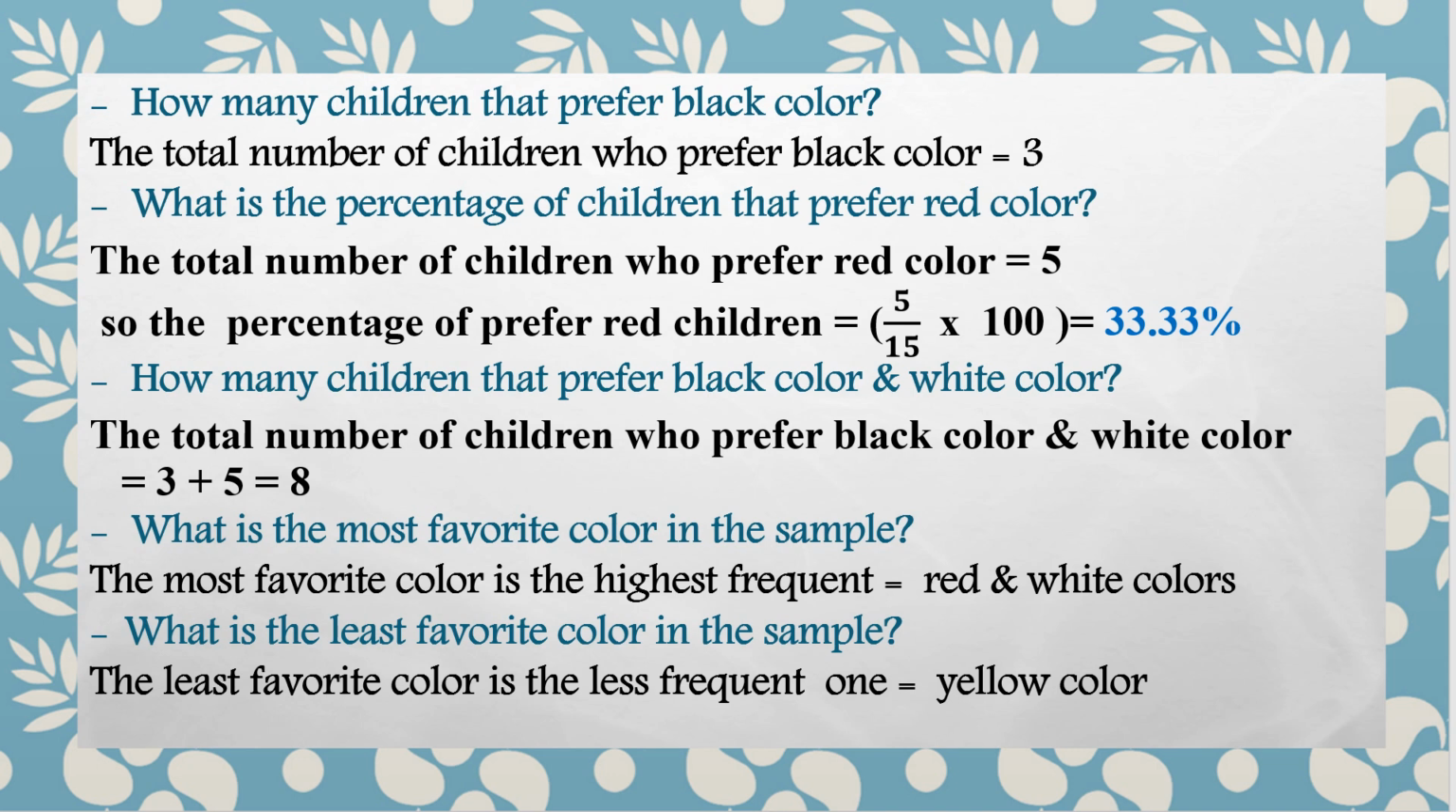The next question, how many children prefer black color and white color? Again, by getting back to the frequency table, we can see that the number of children who prefer black color equals 3, and the number who prefer white color equals 5. So 3 plus 5 equals 8. So the total number of children who prefer black color and white color equals 8.